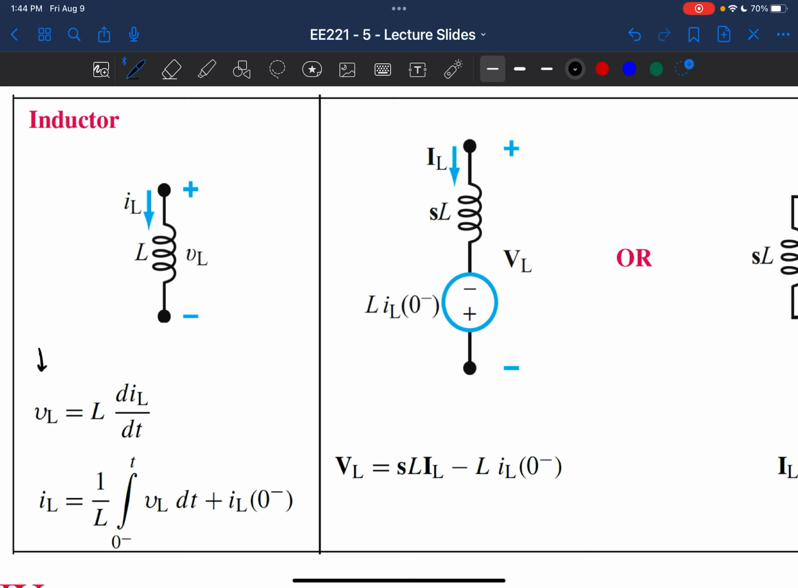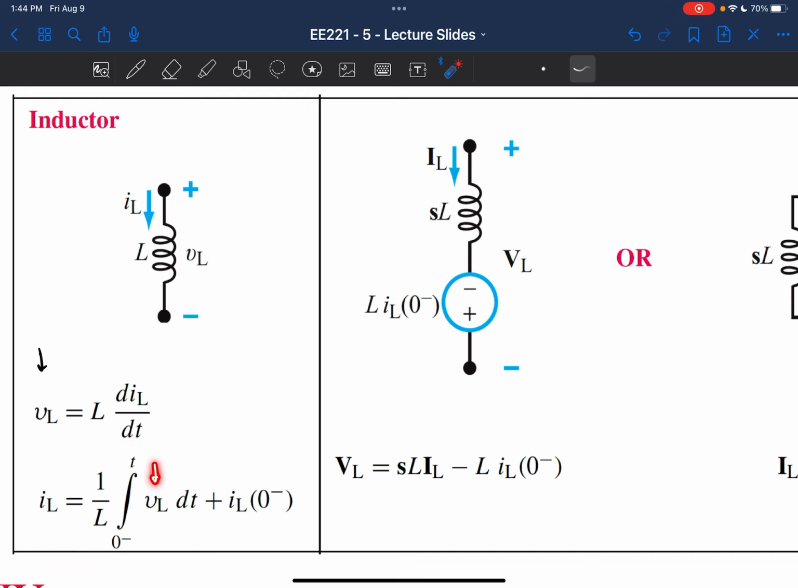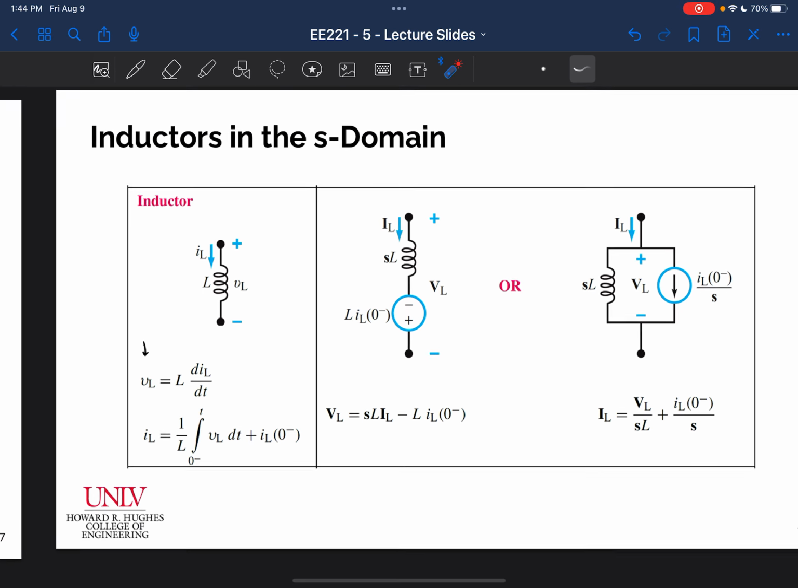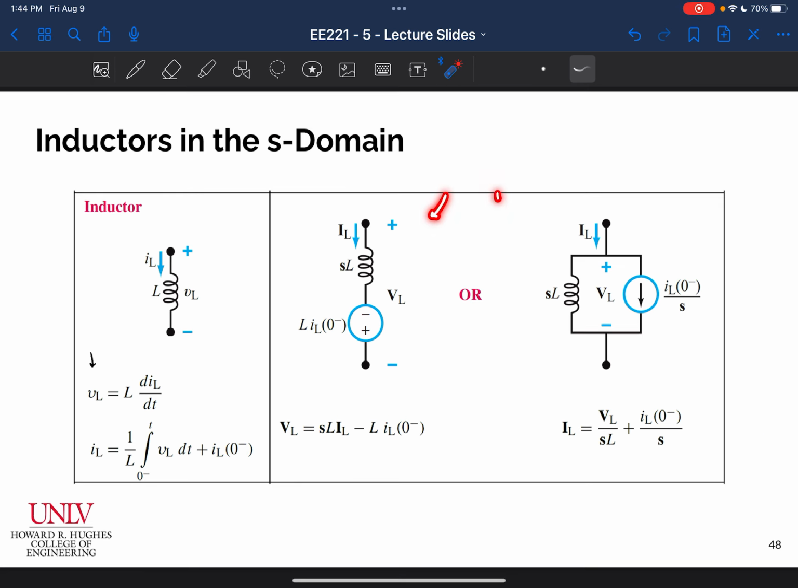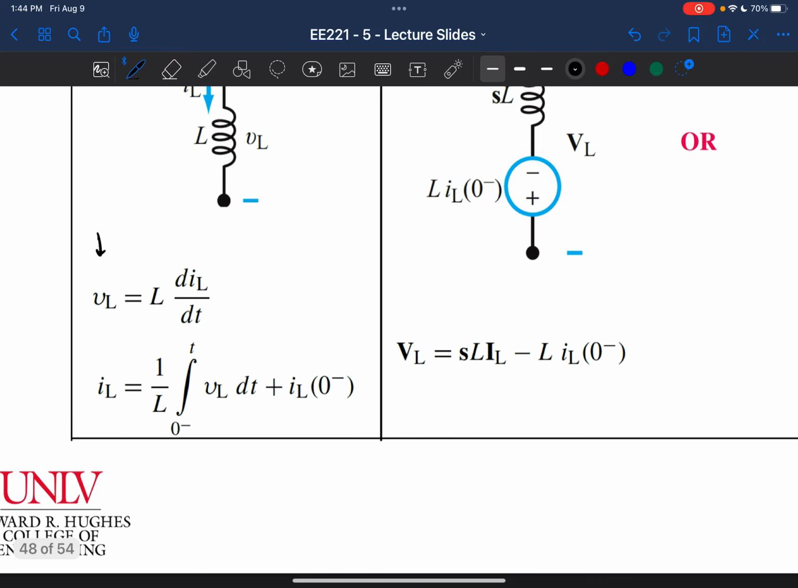If you wanted to solve this differential equation for IL, you can get to this point here where you're integrating the voltage. This is kind of the similar thing to what we already did with the capacitor. This isn't particularly relevant. What is relevant, though, is these two equivalent alternative models for the inductor in the S domain. So the first one, you can get there by invoking the time differentiation property of the Laplace transform.